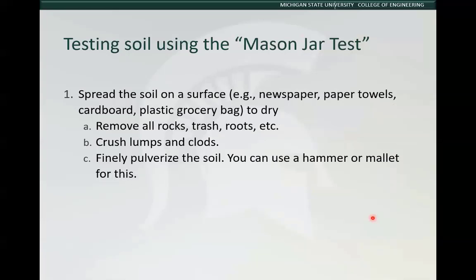So what you will do is spread the soil on a surface. You can use newspaper, paper towels, cardboard, a plastic grocery bag, anything you can use to just dry that soil material. You'll remove any rocks, trash, roots, etc. And then you'll crush any lumps or clods of material, kind of pulverize that. You can use a hammer and a mallet. You can use basically anything. Probably could use your foot, your shoe. But basically what you want to do is pulverize the soil.